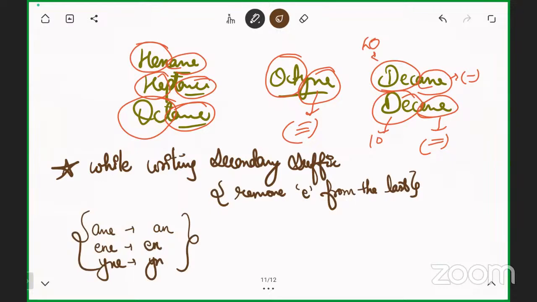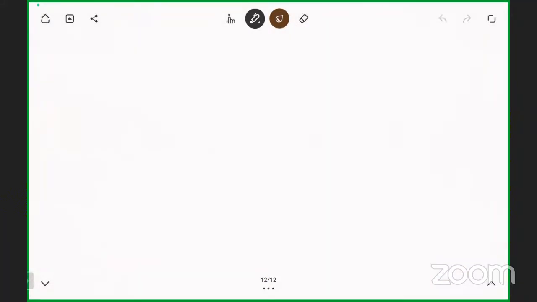For example, I'm writing ethanol: eth plus N plus ol. I have not mentioned the E. So while writing the secondary suffix, you have to remove the E from the last, from alkene or alkyne. Done. Let's move further with the prefix.